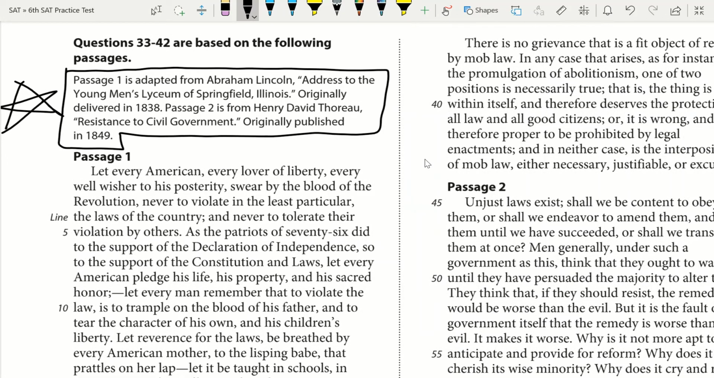All right, so we've got passage 1, adapted from Abraham Lincoln. It's titled His Address to the Young Men's Lyceum of Springfield, Illinois. It was originally delivered in 1838. Passage 2 is from Henry David Thoreau, Resistance to Civil Government, published in 1849.